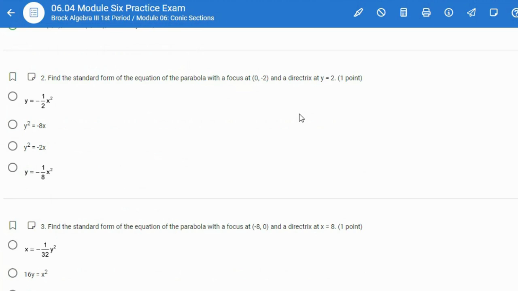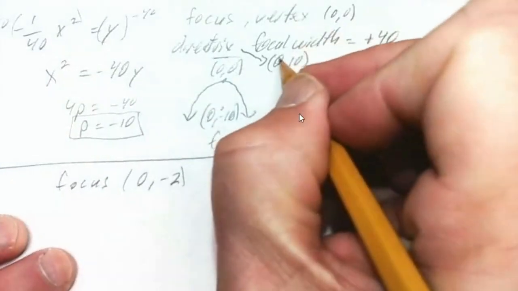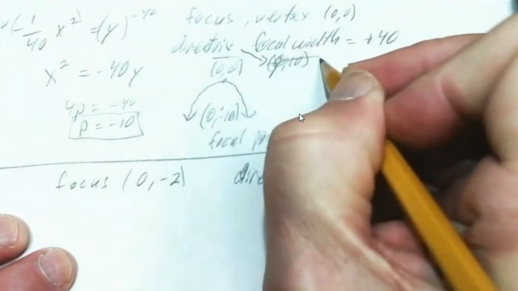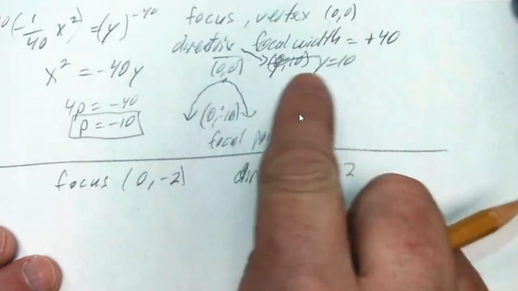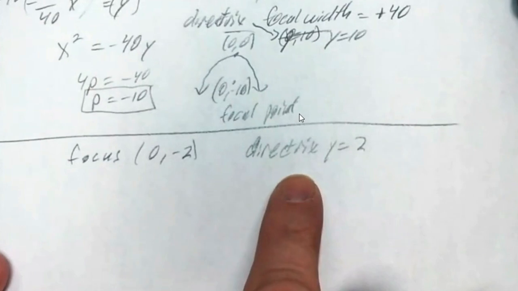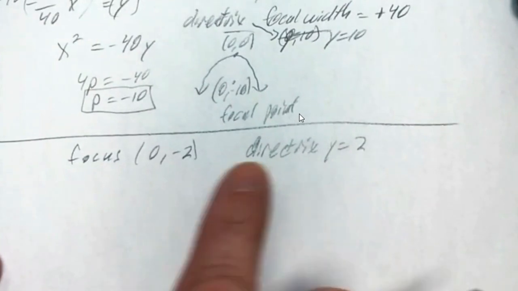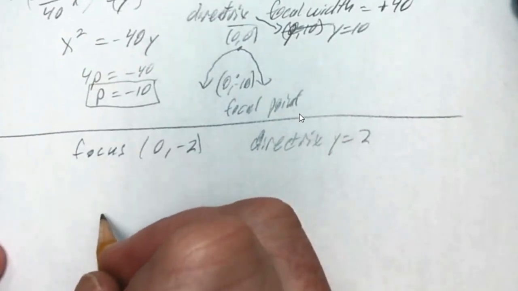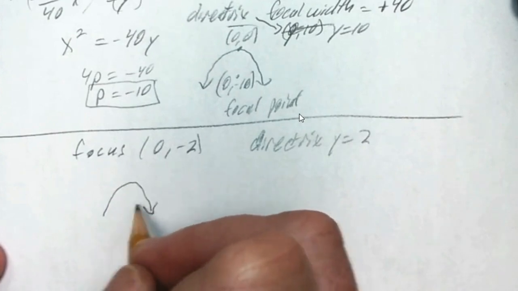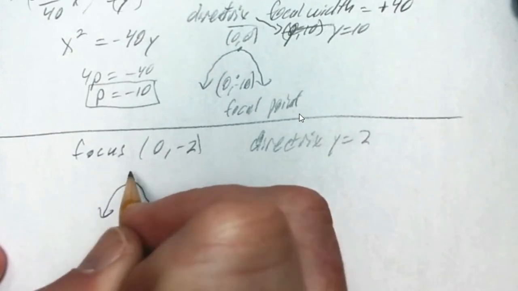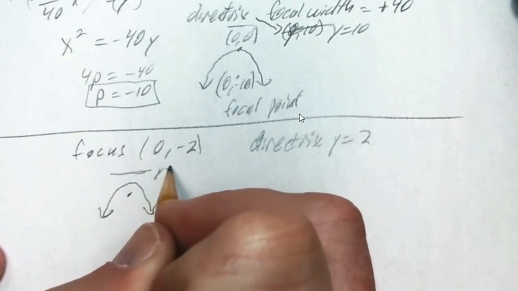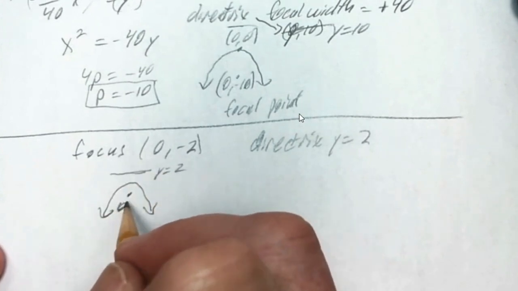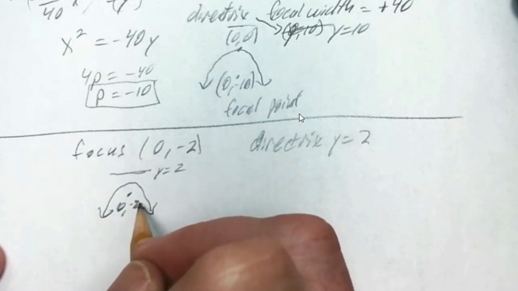And they want the standard form of the equation. So yeah, this was y equals 10, because the directrix is a line. It wasn't 0, 10. It was y equals 10. So if the directrix is y equals 2 and the focus is 0, -2, this is also a downward facing parabola, because this is the directrix line at y equals 2 and this is 0, -2.